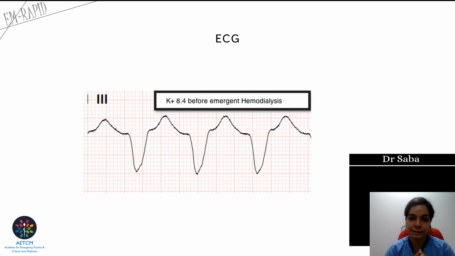As we can see, this is an ECG of severe hyperkalemia. I just wanted to show the sinusoidal wave, and this is a pre-cardiac arrest rhythm which will call for emergent hemodialysis. So treatment of hyperkalemia is extremely crucial as it can cause ventricular fibrillation, asystole, and it is a reversible cause for cardiac arrest.